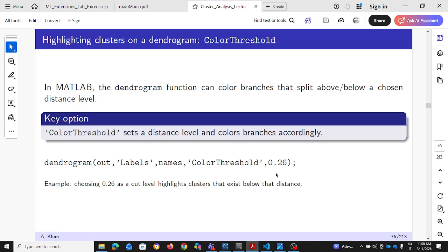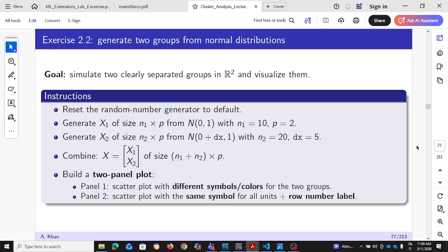And this function even gives you color so you can distinguish. When you put in the argument color threshold, at this threshold, above this the clusters will have a different color, and below this the clusters will have a different color. So this is a kind of mark, a threshold for you.